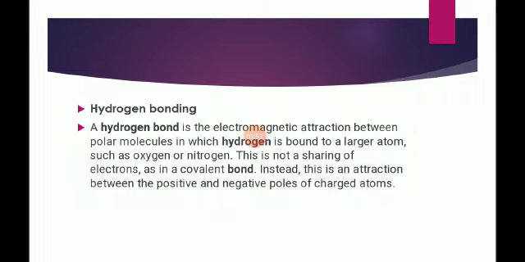The second type of intermolecular forces is hydrogen bonding. It is the electromagnetic attraction between the polar molecules in which the hydrogen is bonded with small, highly electronegative atoms such as oxygen and nitrogen. This is not a sharing of electrons as in a covalent bond, but it is just an attraction of the hydrogen atom with other atoms such as oxygen and nitrogen.